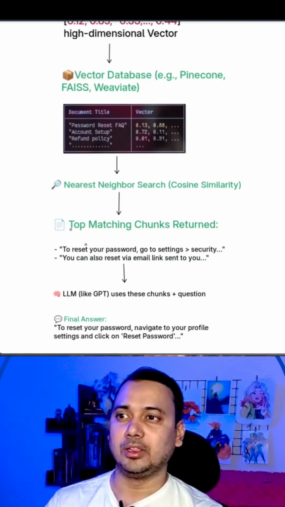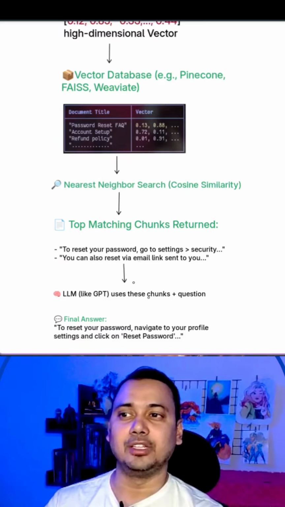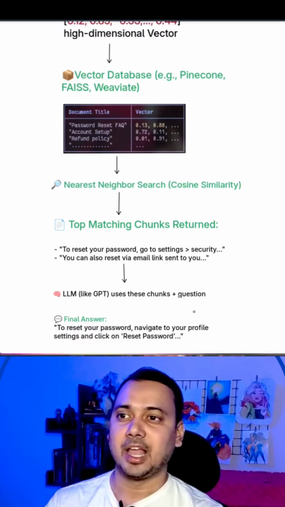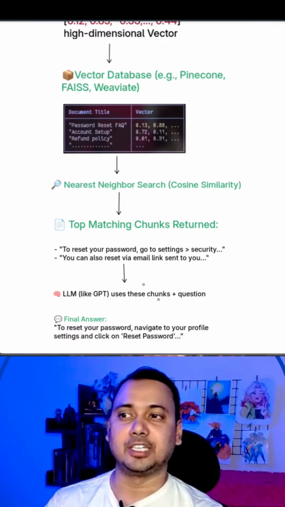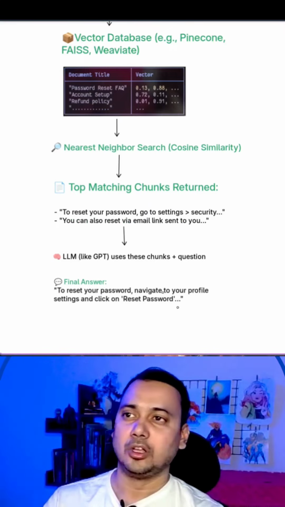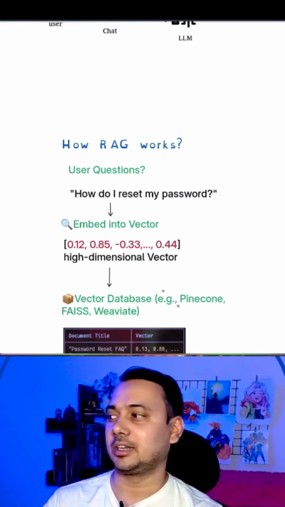Then it will match the question with the data or information it has retrieved, and using that it will generate the answer. It will use these chunks of information retrieved from the database, along with the question, and generate the answer, something like: to reset your password, navigate to your profile settings and click on reset password. So this is how basic RAG works.